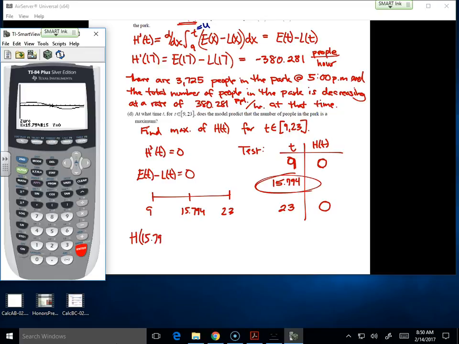Now why am I going to put 4815? Because I don't want to round until the end. So I'm going to do the integral from 9 to 15.794815. Another day maybe we'll talk about how you can store this number in your calculator, which is pretty spiffy. Isn't it technically E of X? Whatever.